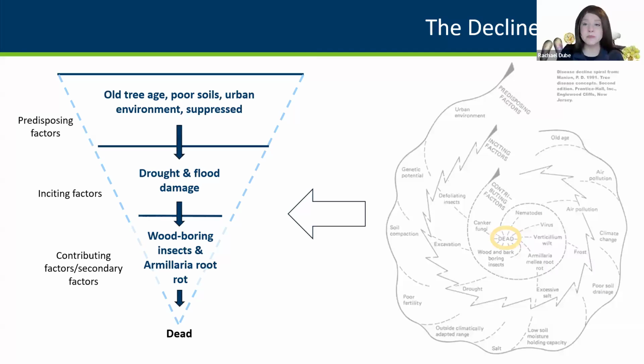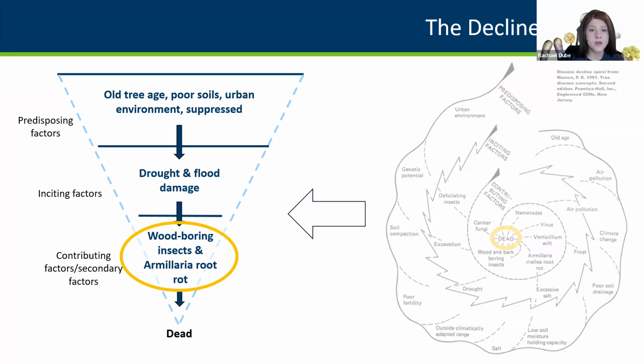And so going back to our decline spiral, dieback symptoms can result from the effects of stress alone, and very severe or prolonged stress can result in tree mortality. However, it's very common for secondary factors to attack stressed trees after these inciting factors and contribute to tree mortality, and sometimes lead to much more rapid tree mortality once they attack.